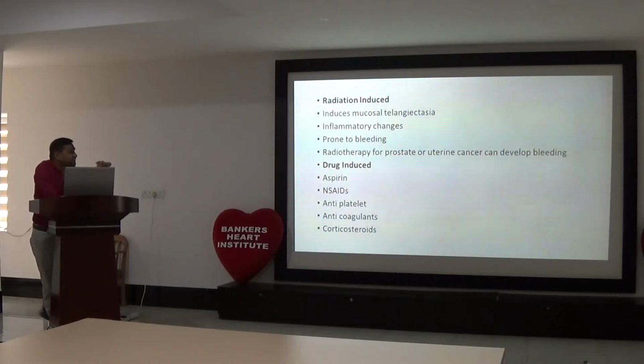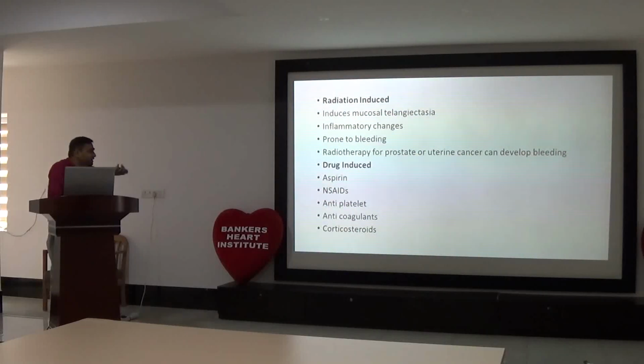Now, radiation induces mucosal telangiectasia, which is dilatation of the vessels. This causes inflammatory changes and they are prone to bleeding. So when there is prostate or uterine cancer and radiotherapy is used, it might lead to bleeding. So the history is important for this also. Sometimes we miss the radiotherapy history, and we try to find the cause but could not. So this history is also important.